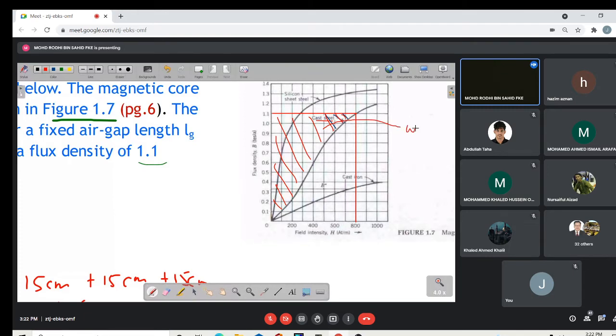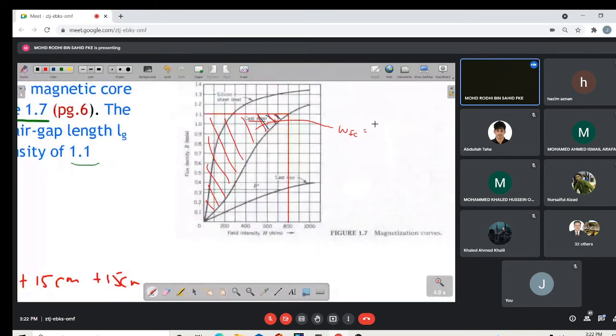So WFC, the small WFC, which is the energy density, is actually the length of the magnetic field density B, which is 1.1, multiplied with the H, which is 800, divided by 2. As you can see, it is almost half, because if we consider this magnetization curve as linear, it is almost linear, but not quite. So we can say that it is almost equal to the area divided by 2. It means B multiplied with H divided by 2.